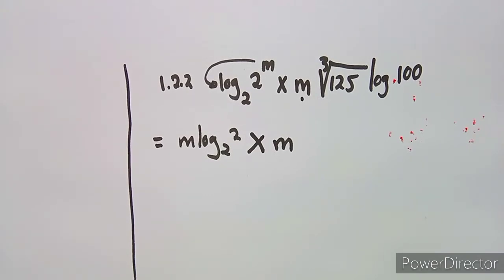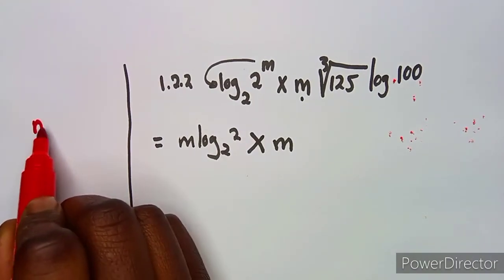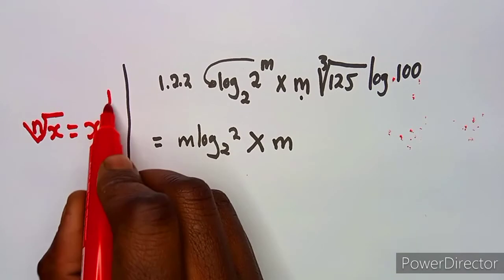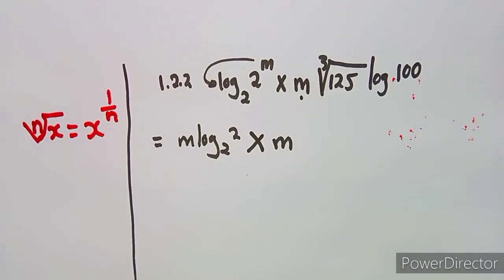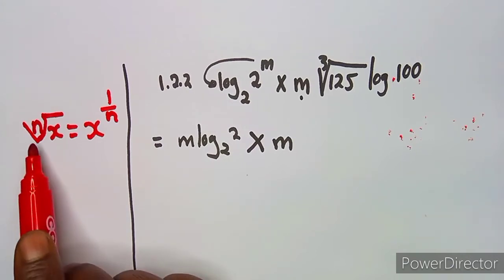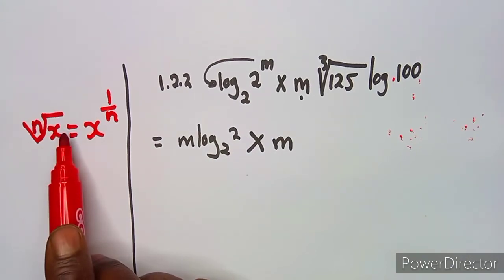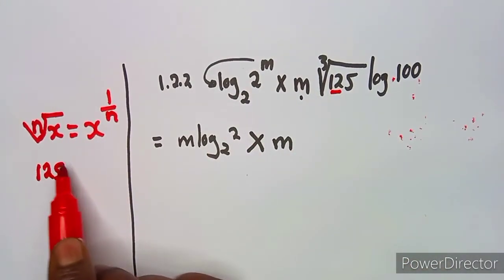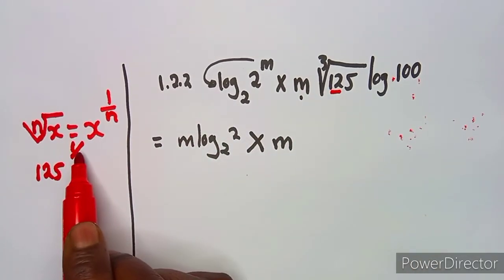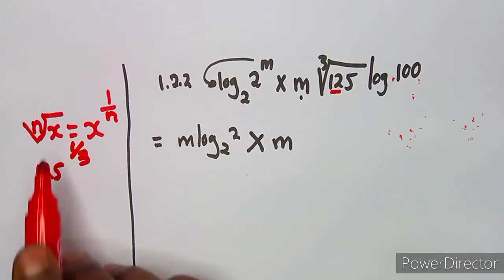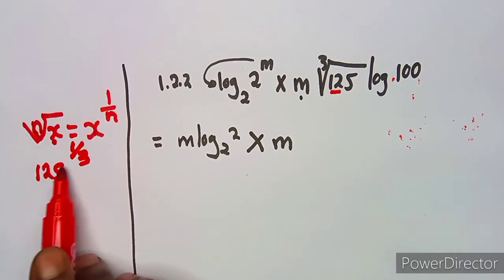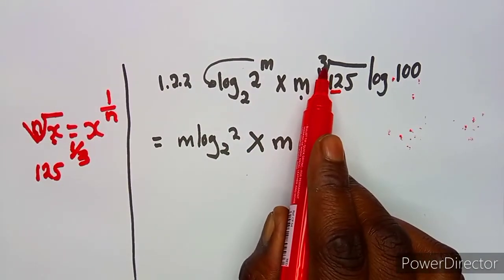From our laws of exponents, we understand that if you are given the nth root of x like this, it actually means we are having x to the exponent of 1 over n. So applying this law, I can write this 125 here as 125 to the exponent of 1 over 3, because we have x to the exponent of 1 over n, that is 1 over our n here, which is 3.